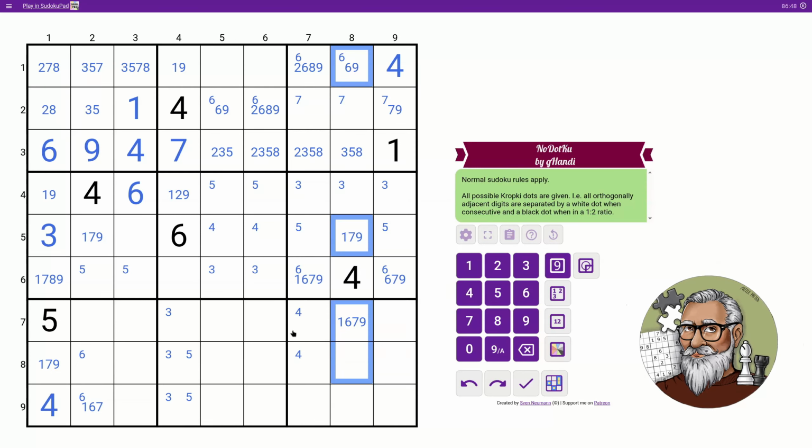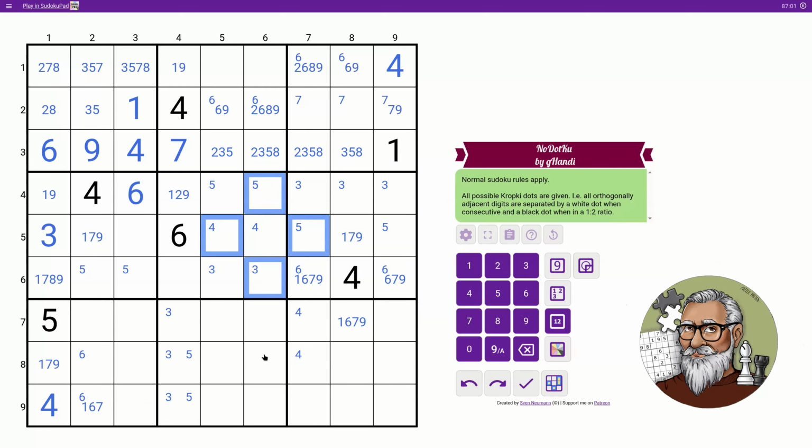Otherwise, what about this one? Can I have 179 here? Oh no, I can't. This one can't be 4 because then I would need 179 in all of those because these can't be 6. But then I would have 4. Okay, so this isn't 4.